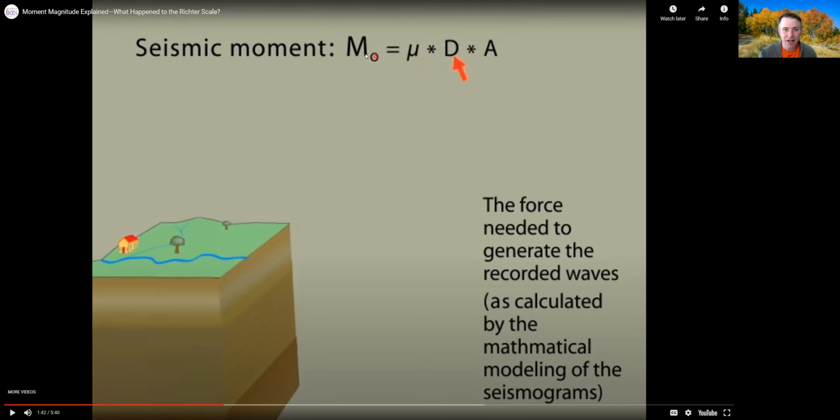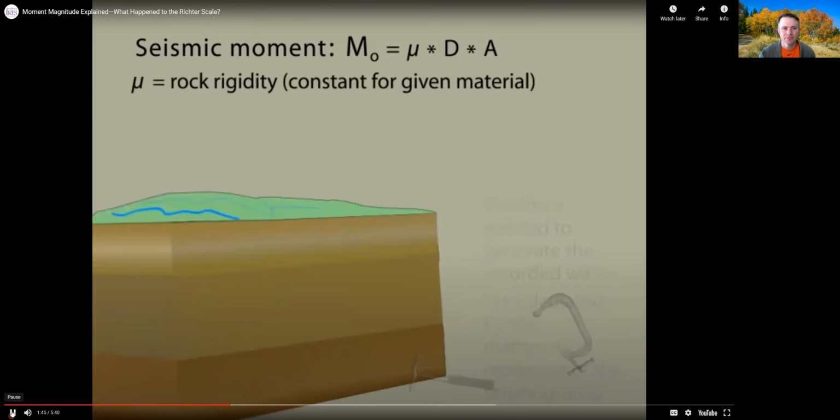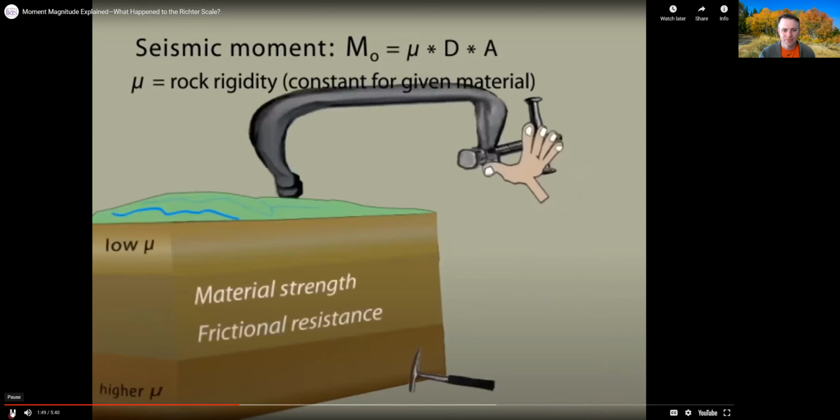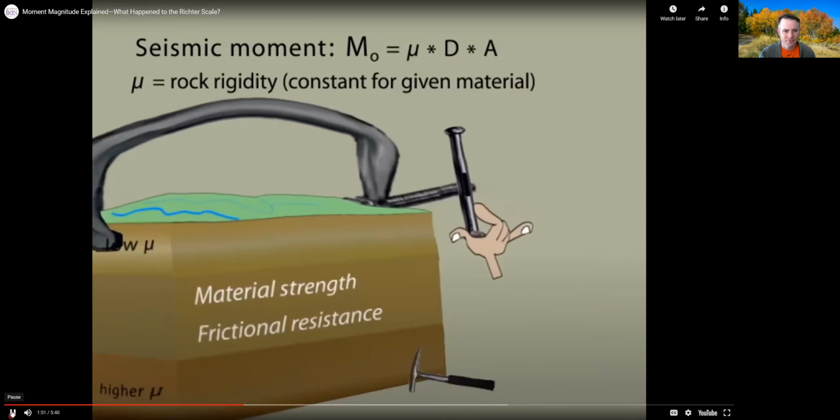So how do they figure out how big it is? Well, this is a constant. So the D and the A are the things to pay attention to here, just the concept. A is area. Mu is rock rigidity. It describes the resistance of the rock to bending when force is applied and is a constant for a given rock material.